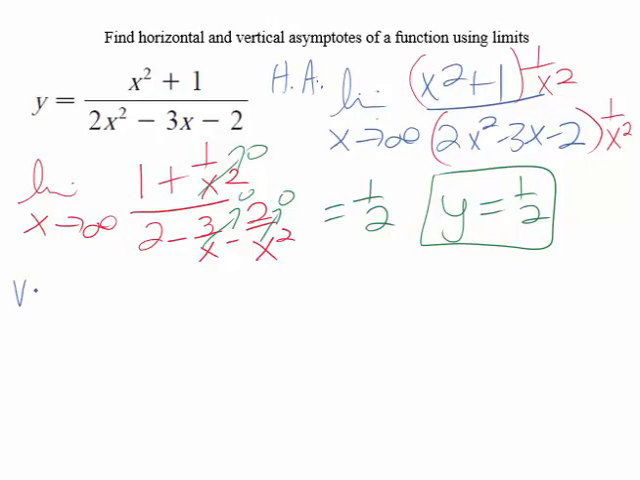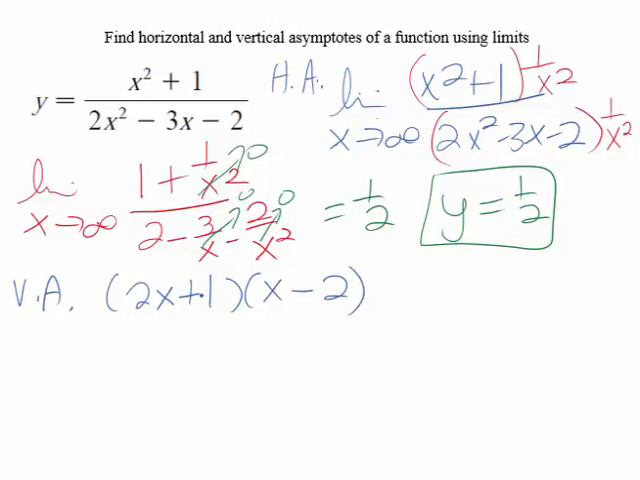Now let's look at vertical asymptotes. They would come from the values of x that would make the bottom equal 0 that were not reducible, because then we would have a hole. Well, the top doesn't factor, so don't worry about that. We're going to factor the bottom. That's going to be 2x and x, 2 and 1, negative and positive.